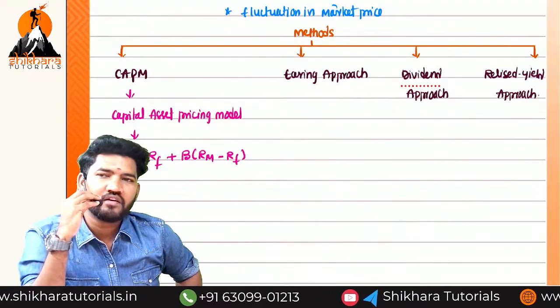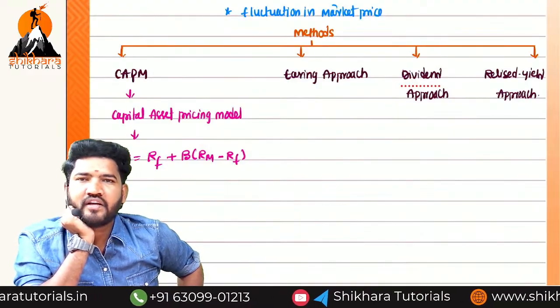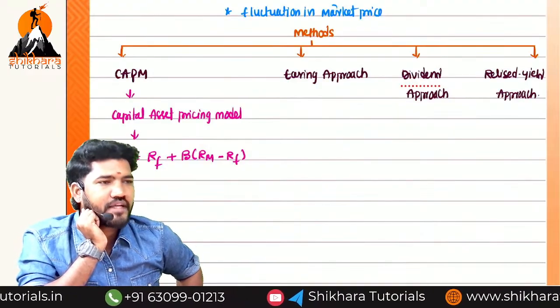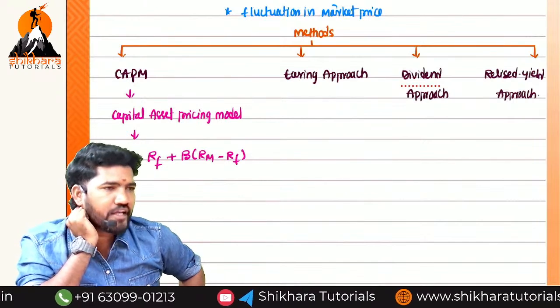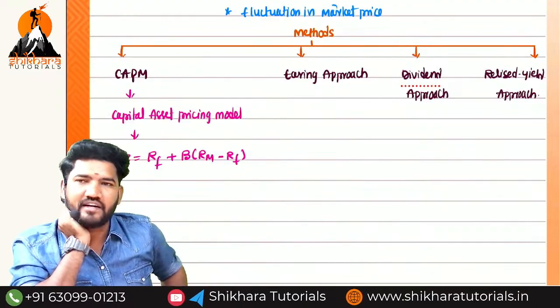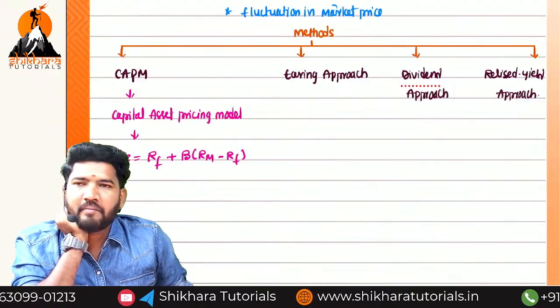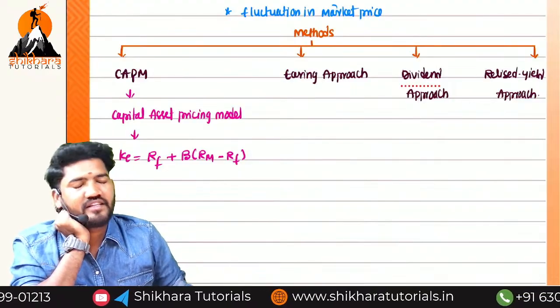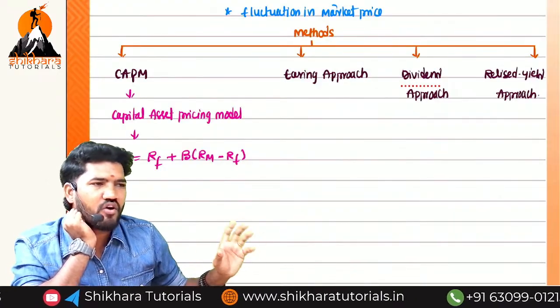RF means risk-free return. The examples are government securities. Guys, clear? Now the concept of beta expresses systematic risk. They will give the value in the question paper, so detailing is not required for beta.